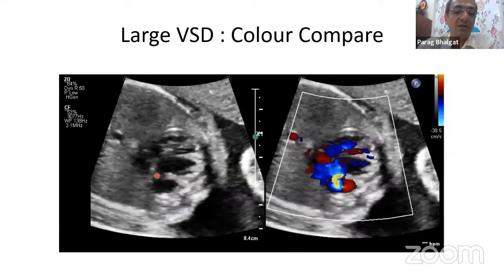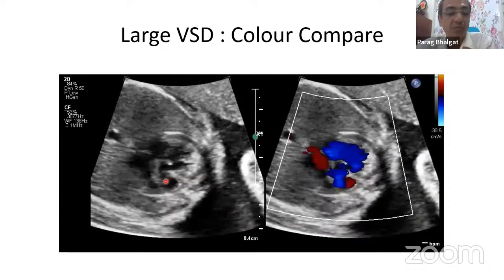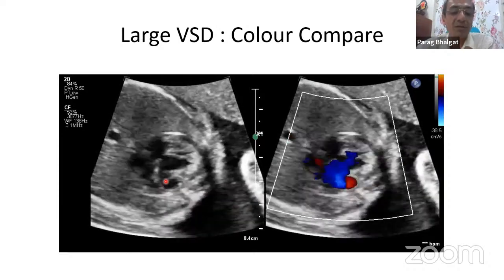This is the VSD. Obligatory left to right flow. I won't say shunt, it's a flow, obligatory flow. Otherwise, there won't be any PA circulation.